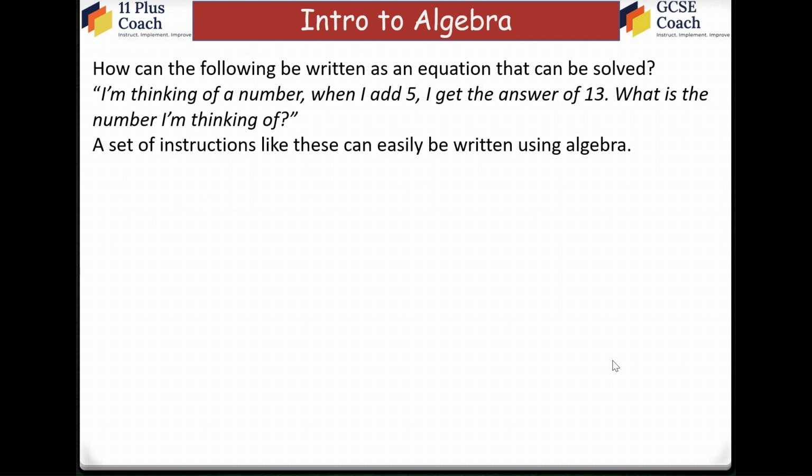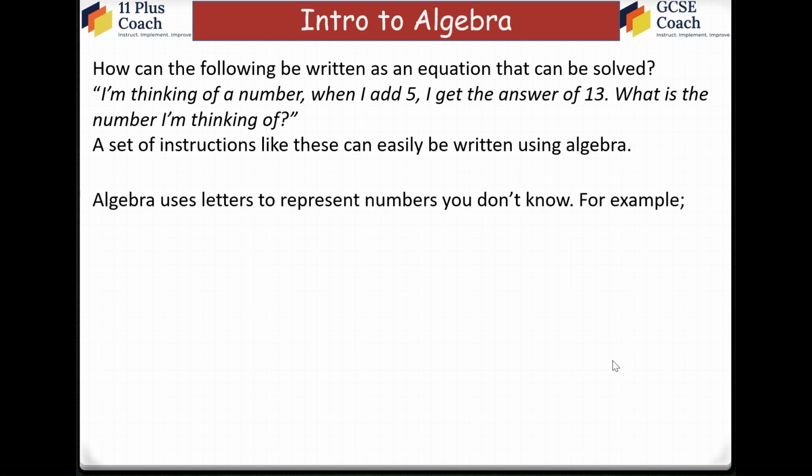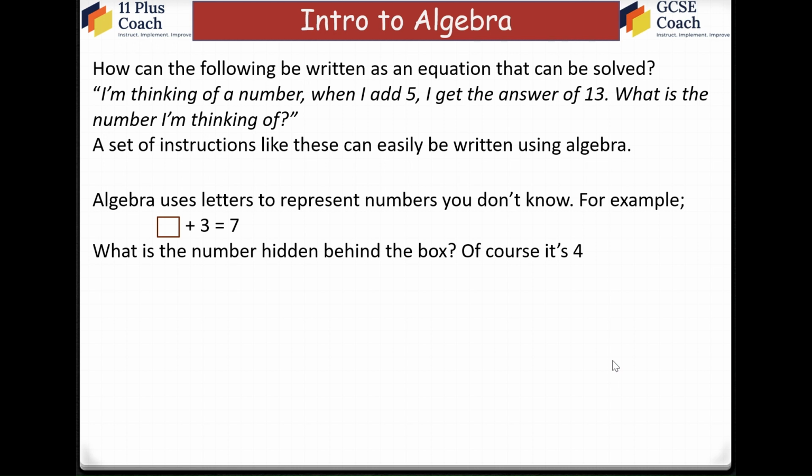Now, instructions like these can be written using algebra. Algebra uses letters to represent numbers that you don't know yet. So here's an example. If I was to give you this question, a square plus 3 equals 7, it could also be written as a similar example to the one above. I'm thinking of a number. When I add 3, I get the answer of 7. What's the number I'm thinking of? Obviously the answer to this question is 4, because 4 plus 3 is 7.